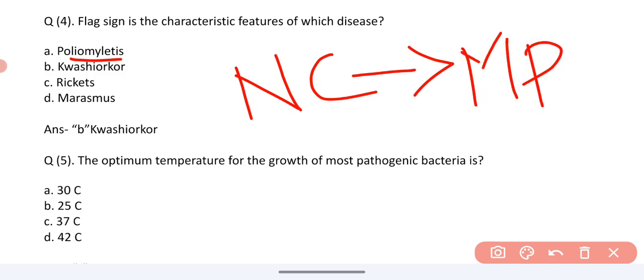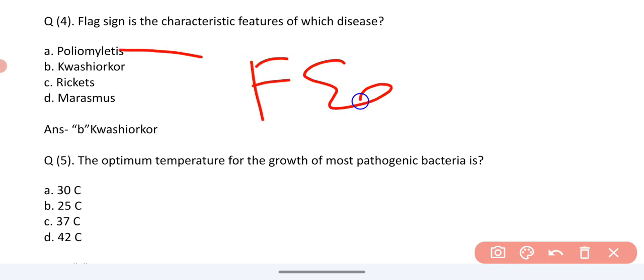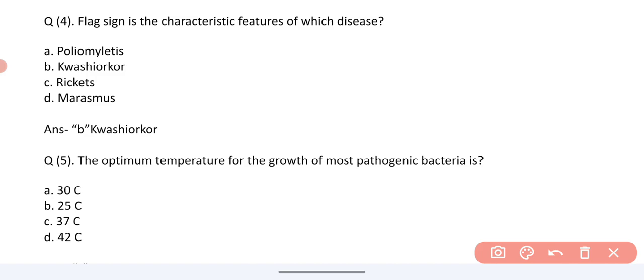Muscle paralysis. Okay, and how will it transmit? Poliomyelitis will transmit through food and water. OPV and IPV are the vaccines which are given for what? Poliomyelitis. And one more important point: the polio virus will multiply and replicate in the intestine. Okay, so at last, the answer for the fourth question is option B, that is Kwashiorkor.